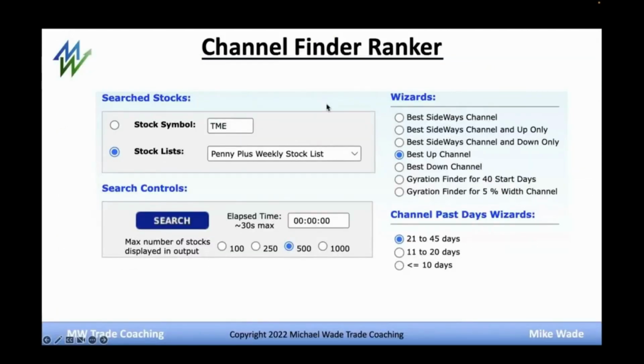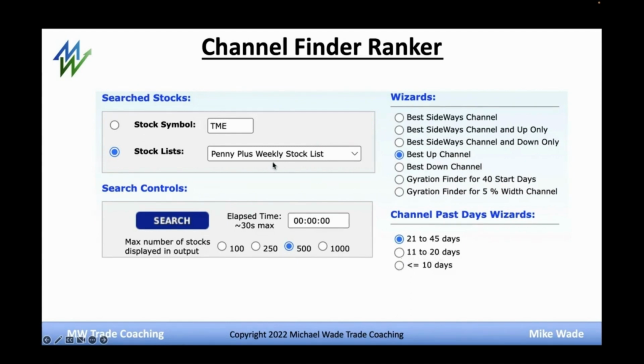Now, I'm going to take you into the ranker here in a minute. We're going to start playing with it. All right, so this is the channel finder ranker, and it allows you to find sideways channels, sideways and up, sideways and down, up, down, those that are gyrating for 40 days, meaning they're going nowhere, and then even more narrow channels, 5% channel width over different time frames, with 3 to 6 weeks, right around 2 weeks, give or take, and then even less than 10 days.